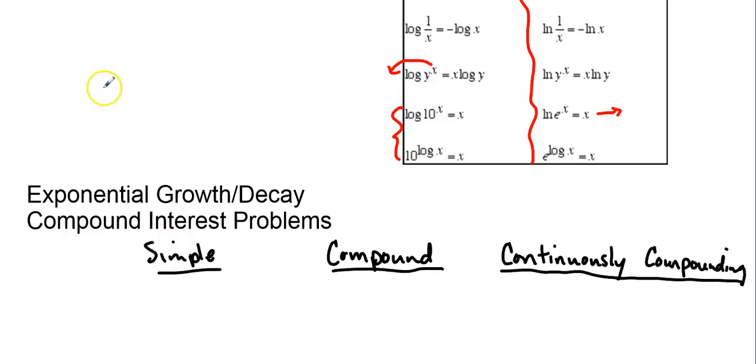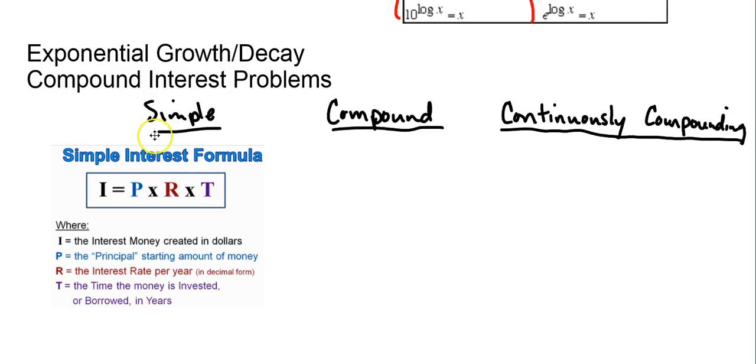For simple interest formula, we didn't deal a ton with this because this is a little bit basic, but there's your formula. The interest equals the principal invested times the rate per year, or the rate of investment, multiplied by the time in years, and that'll give you whatever you need using that formula.